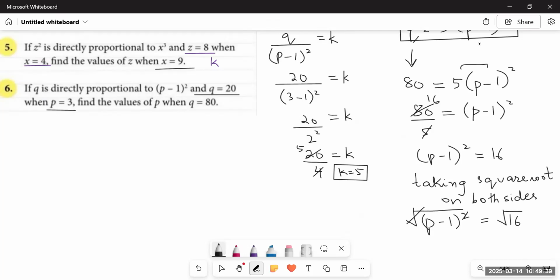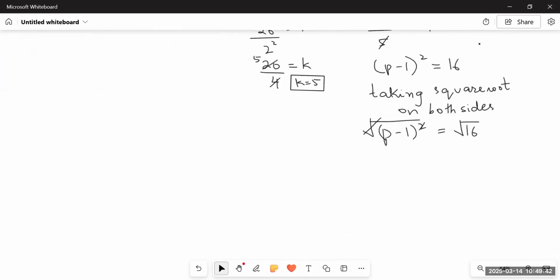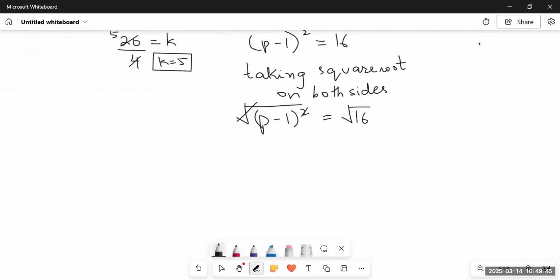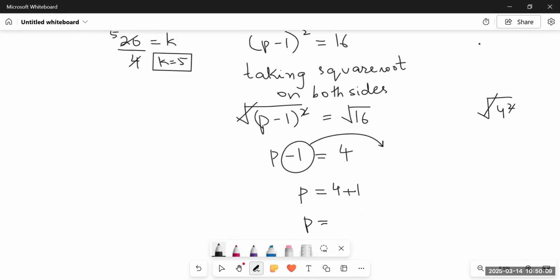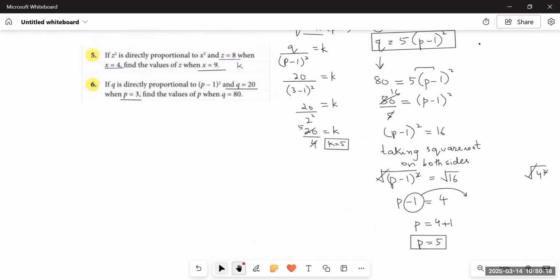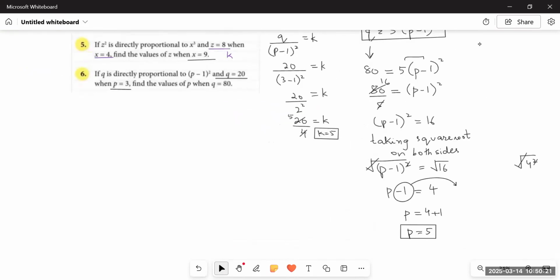This square will cut the square root. And what are we left with? p minus 1 to the left-hand side and under root of 16. 16 is the perfect square of 4. So it is equals to 4 square. We are going to remove a square with the square root and we are left with 4. But we have to find out the value of p. Again, we have a minus 1 over here, so we'll shift it to the other side. It becomes p is equals to 4 plus 1 is equals to 5. So the value of p would be 5 if q is equals to 80. This is how we have to solve this type of question.